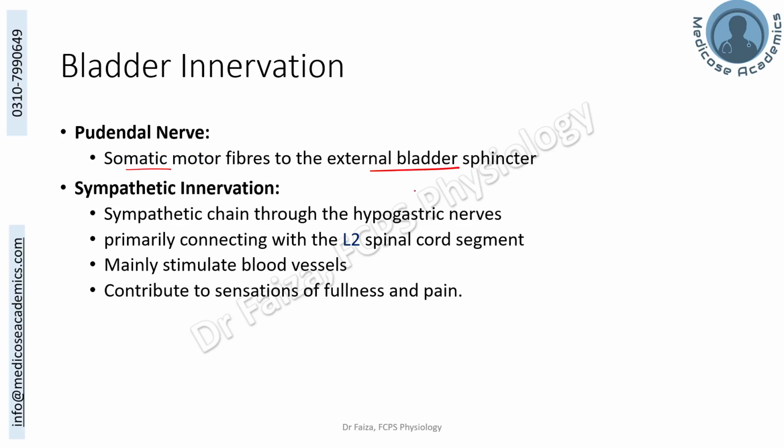Sympathetic innervation is coming through the hypogastric nerves from the lumbar segment of the spinal cord, and this is going to majorly stimulate the blood vessels, although it also contributes to the sensation of fullness and pain, but not directly going to modulate the micturition reflex.